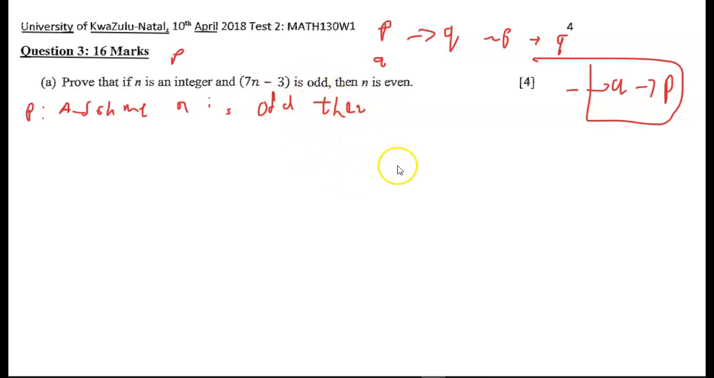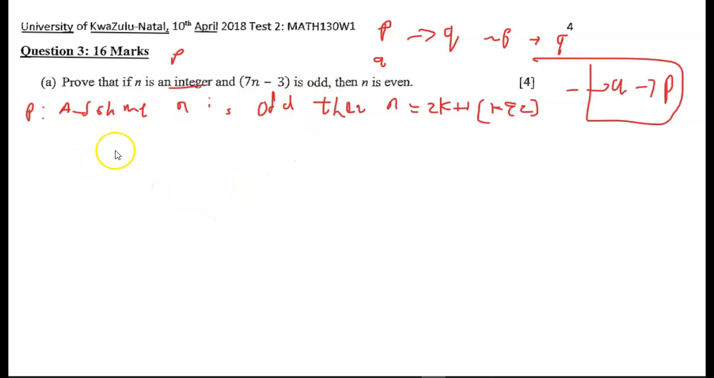Now, if n is odd, how will it be represented? If it's even, it can be represented as 2k, and if it's odd, n is equal to 2k plus 1. You're doing the opposite, right? You have to say k, whatever symbol you introduce, is an element of the integers, because you're dealing with integers. Now that we have 2k plus 1, we just have to put it in this equation and prove that it's even. Remember, we're doing the opposites.